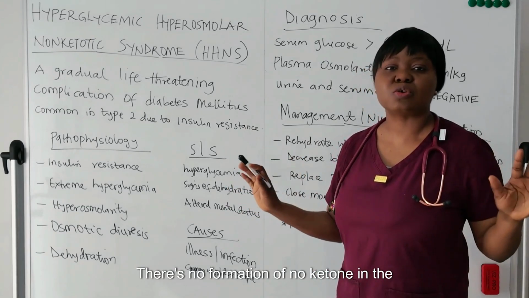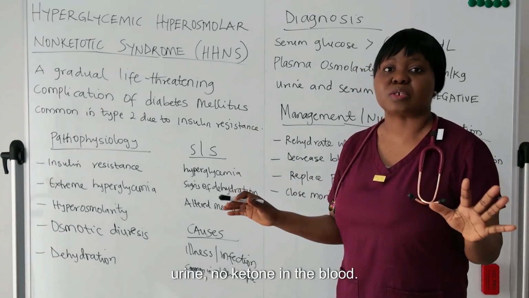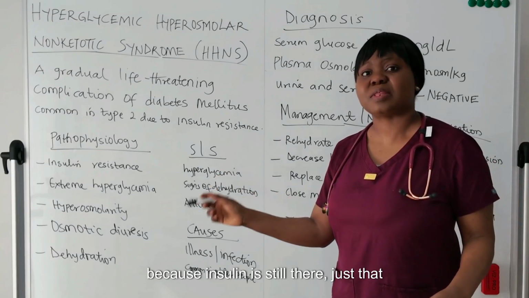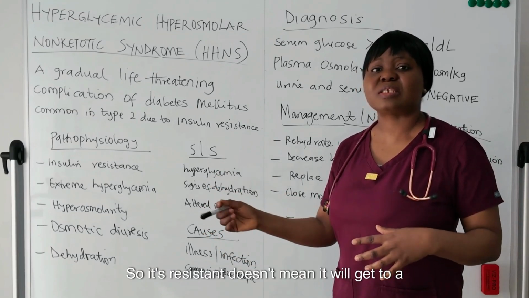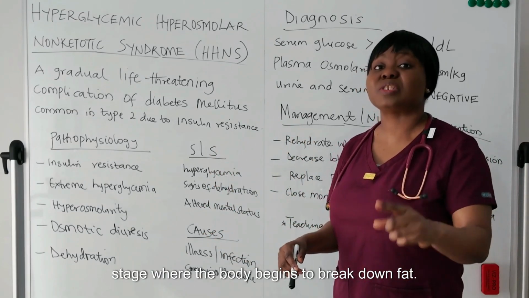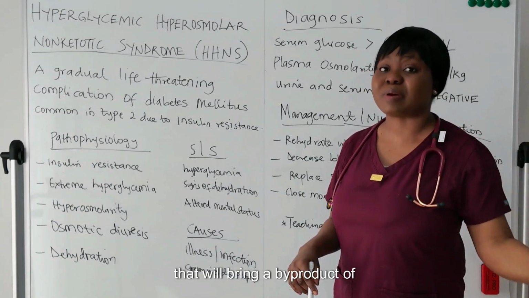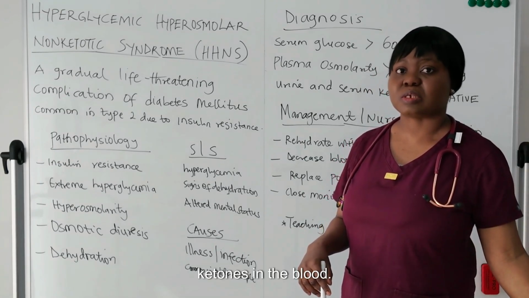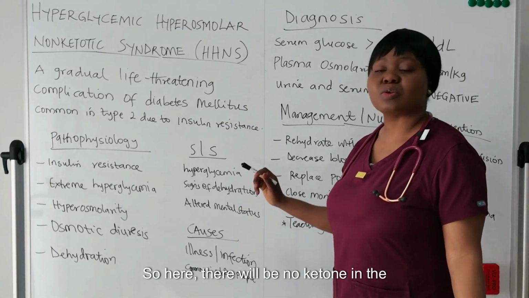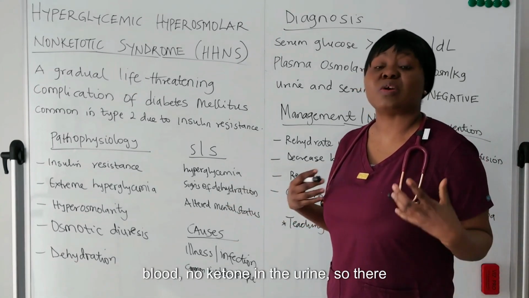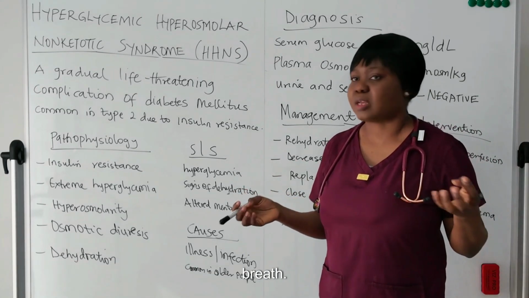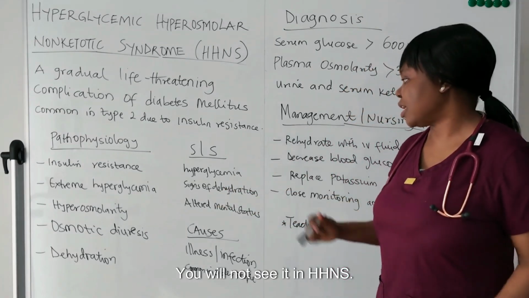There's no ketone in the urine, no ketone in the blood, because insulin is still there, just that it's resistant. Resistant doesn't mean it gets to a stage where the body begins to break down fat, like in DKA, where the body breaks down fat, which brings a byproduct of ketones in the blood. So here, there will be no ketone in the blood, no ketone in the urine, so there will be no fruity smell, no acetone breath. You will not see it in HHNS.